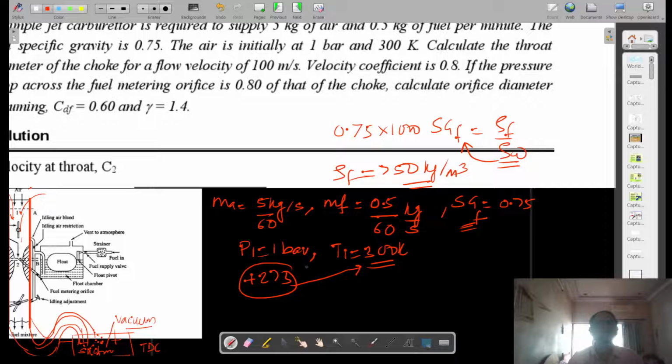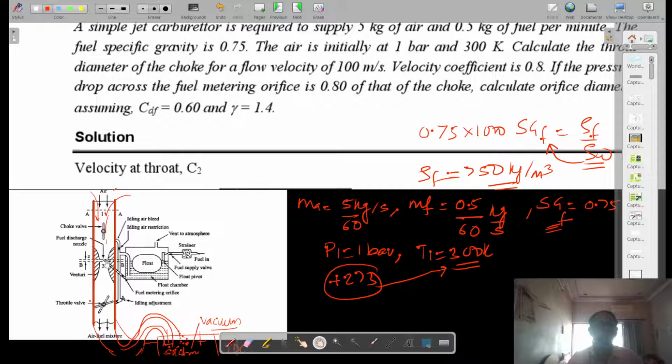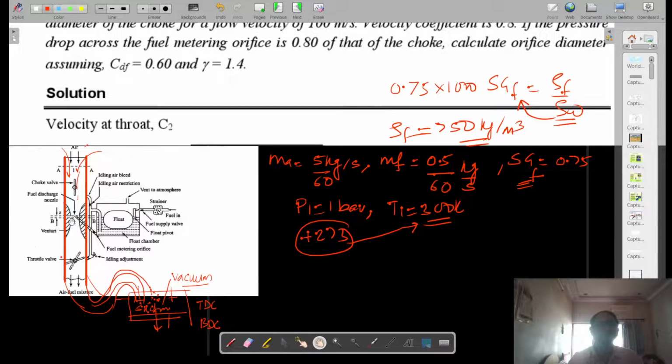We calculate the throat diameter of the choke. Here we need to find out the throat diameter at the choke. Choke means actually at the venturi. Whatever air is coming is choked at the venturi, and this portion is also called the choke. So this diameter at the choke has to be found out.